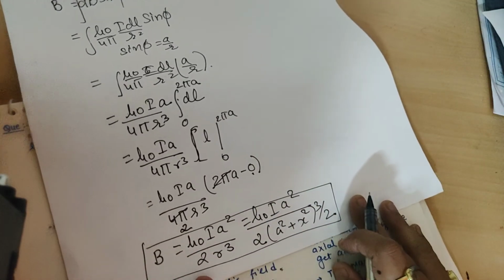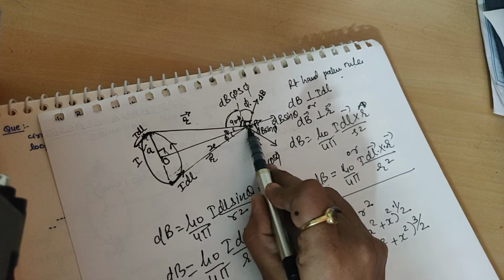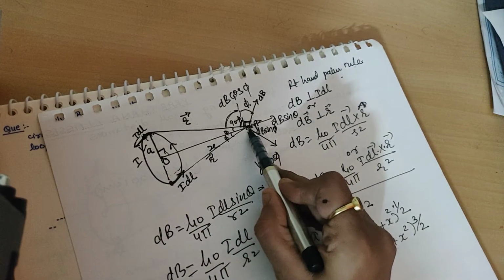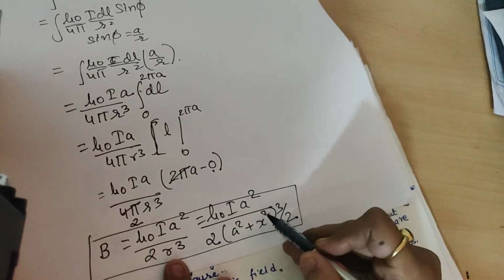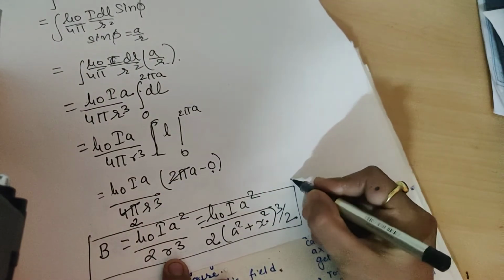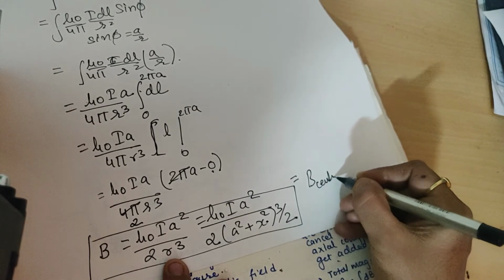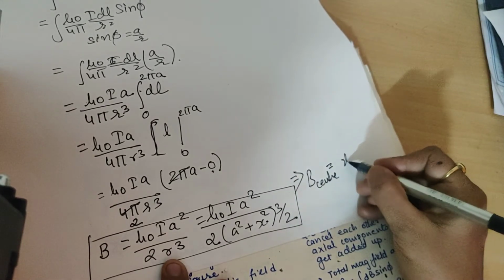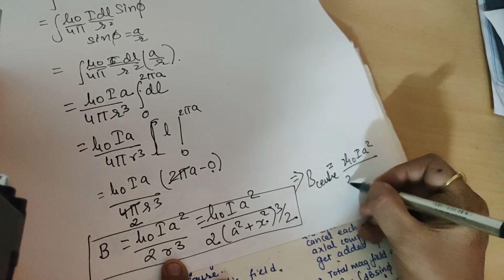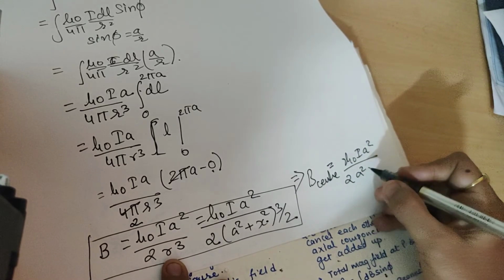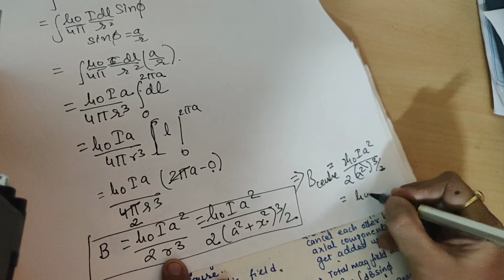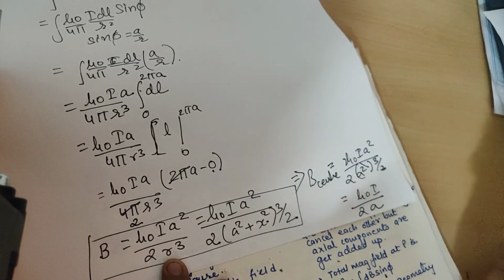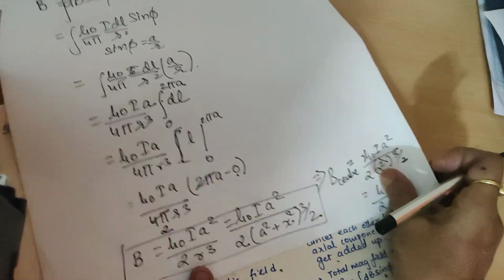Now if you need to find the magnetic field at the center, that means P is brought to 0. It means that x becomes 0. So you can put x equal to 0. You will get the equation for B at the center as a special case, that is equal to what? Mu naught I a square upon 2 a square, x will go away, raised to 3 by 2. So ultimately this becomes what? Mu naught I upon 2a. Fine. I hope you understand this.